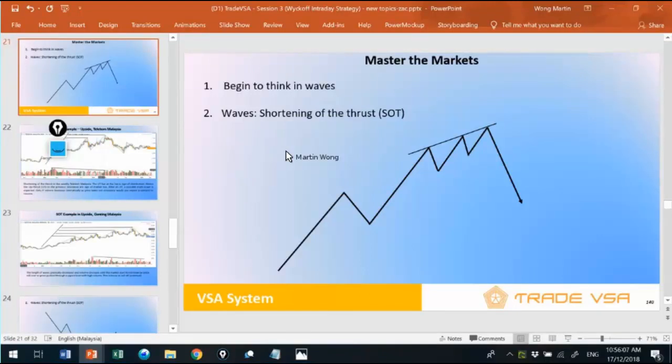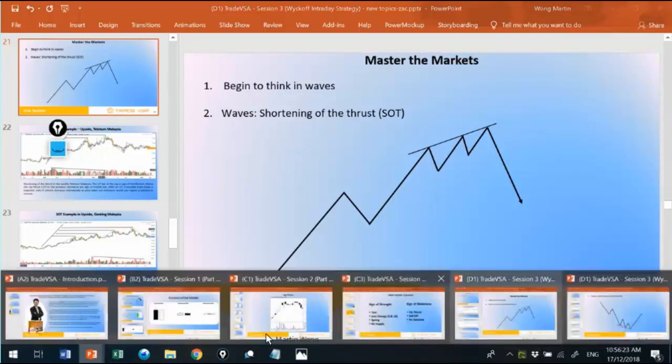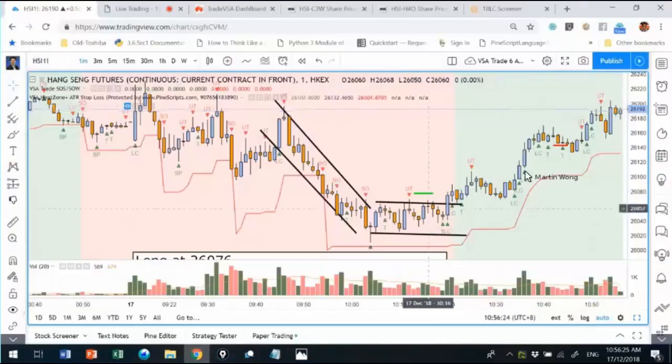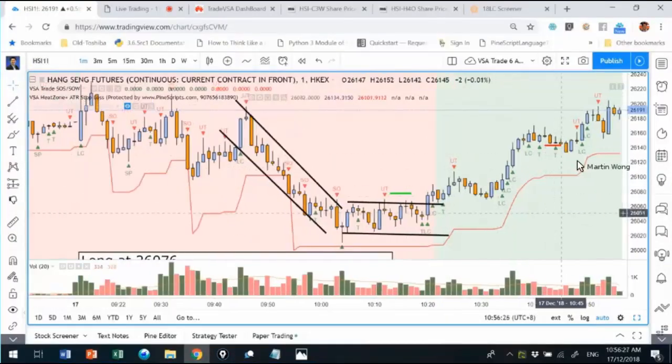So those are what we call an alarm, signaling to you that, hey, cannot go long anymore. Think what? Think short, right? Remember we did the shortening of the thrust to the downside. Now we think shortening of the thrust to the upside. So here is this part here. So we're going to go through. Okay, now here is where we want to be able to draw this.